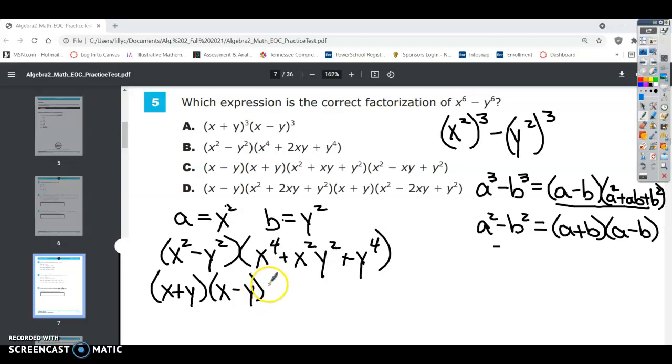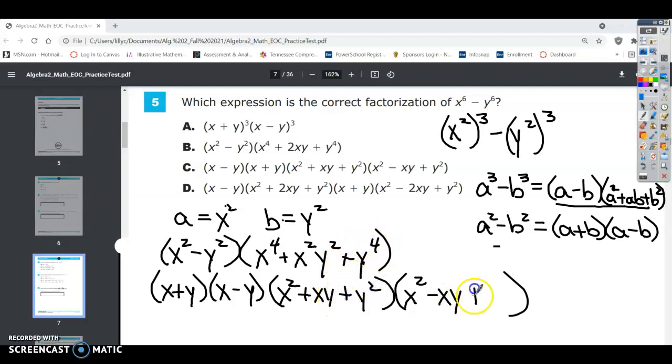All right, so when we have x squared times x squared, that gives us x to the fourth. So then we're going to have, all right, we want our middle terms to cancel here. So we're going to have x plus xy and minus xy. And then y to the fourth is going to be y squared plus y squared. y squared times y squared is y to the fourth.